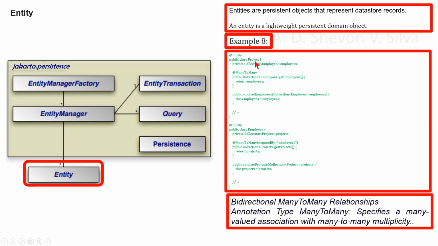The entity project is mapped to a table named project. These are the mapping defaults now. The entity employee is mapped to a table named employee. And there's a join table that is named project_employee, owner name first.